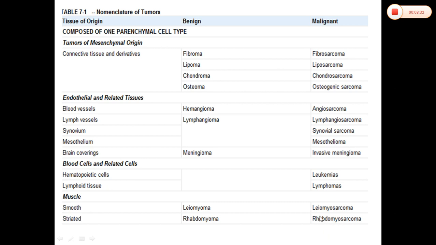Usually for benign tumors it will end with oma. So if it is derived from the mesenchymal origin, the malignant tumors will end with sarcoma. With few exceptions. For example, malignant tumor of mesothelium is called as mesothelioma, and malignant tumor of brain covering is nothing but invasive meningioma, and malignant tumors of hematopoietic cells are leukemias, and of lymphoid tissue are lymphomas.